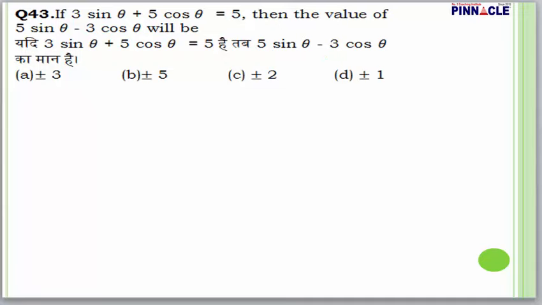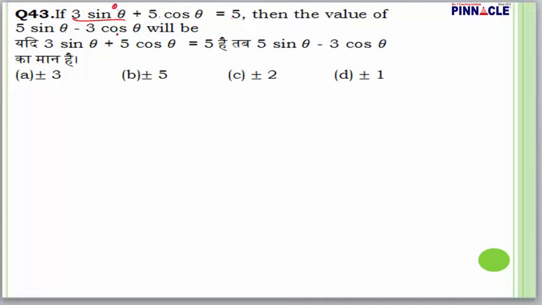Next question, question number 43. Now if 3 sin theta plus 5 cos theta is equal to 5, then the value of this expression would be how much? Options are 3, 5, 2, 1. Now see, how can it be 5? When I put theta is equal to 0, sin theta is 0, then 5 cos theta would be 5, cos 0 is equal to 1. So I have put theta is equal to 0, that will satisfy this equation. It means this would become 0 and 5, cos 0 is 1, so it will satisfy.